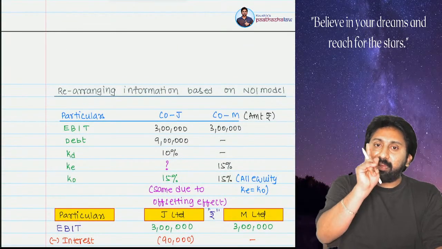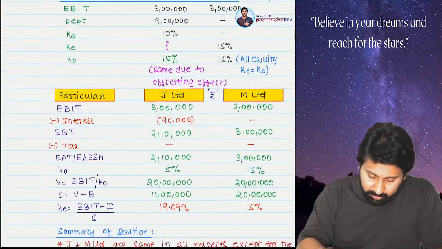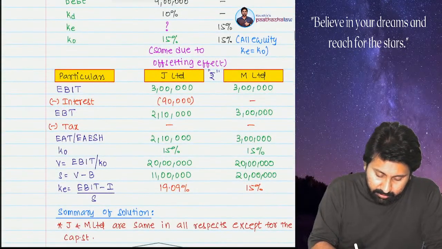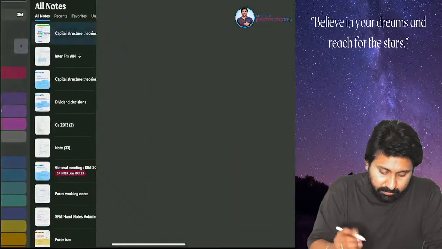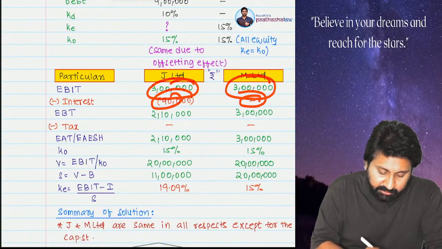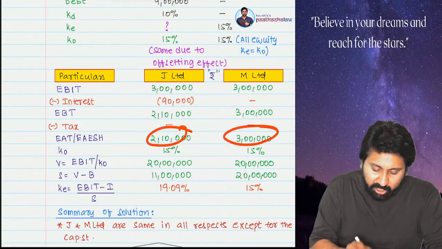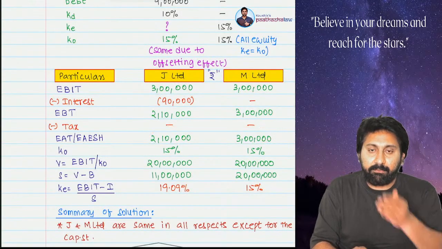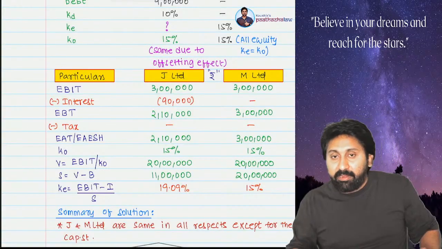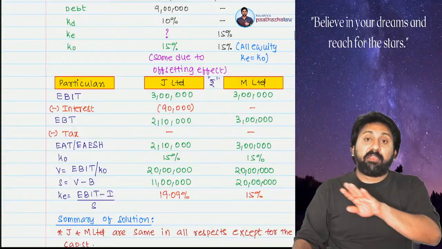Therefore, first we will calculate value under one company. Same value we will take. So, therefore, EBIT 3 lakh and 3 lakh. Interest we will deduct. EBT we calculated. Up to here, both the options are same. KO will be same in both the options. Under net operating income, KO will be same.